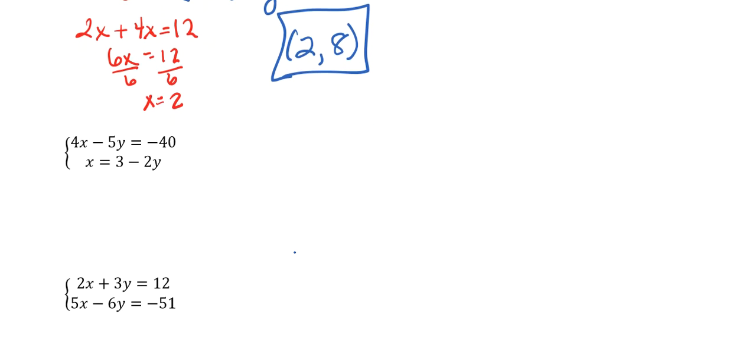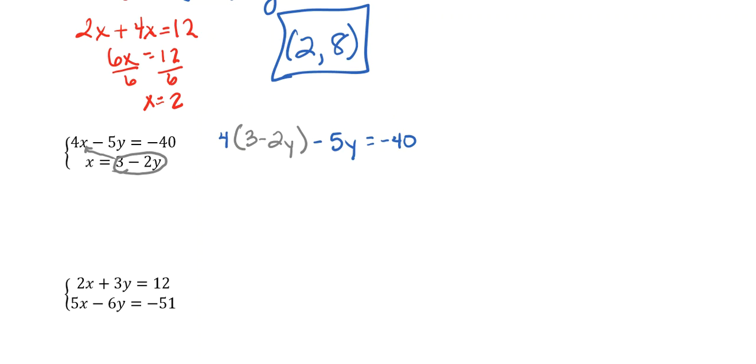So I'm going to do that same idea here on the next one. I have x already by itself, so I'm going to take this 3 minus 2y and stick it right here where the x is. So I have 4 times 3 minus 2y. Then I just keep going, minus 5y equals negative 40.